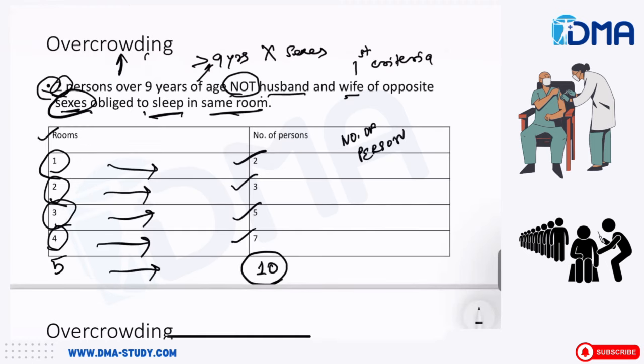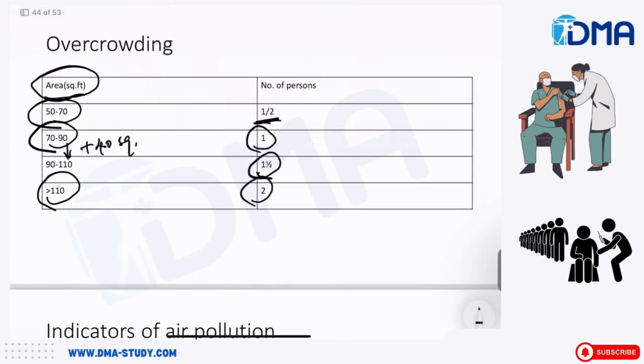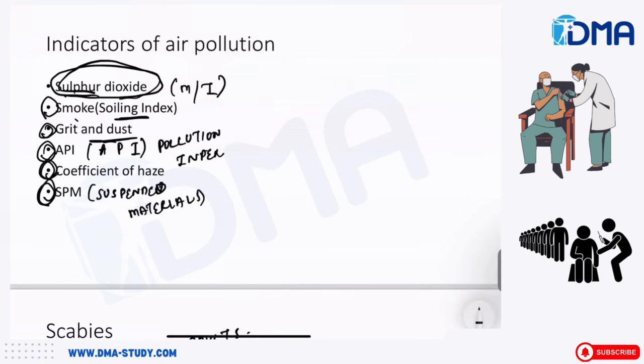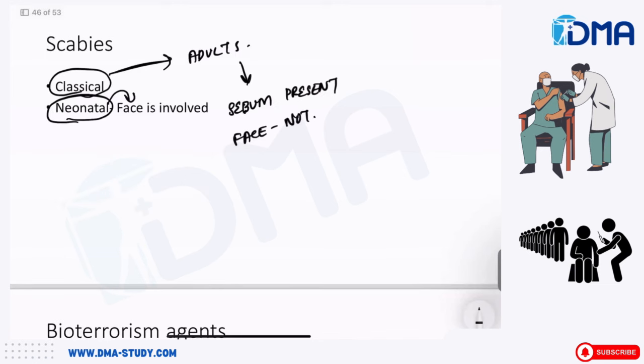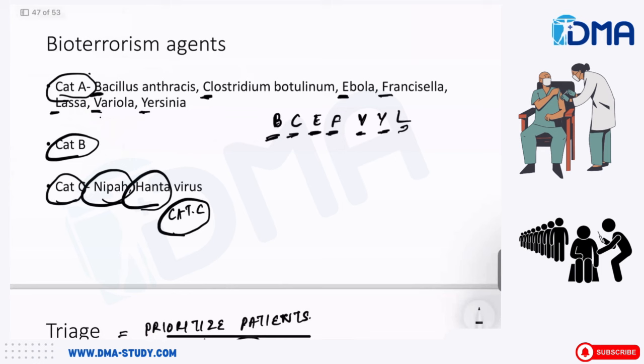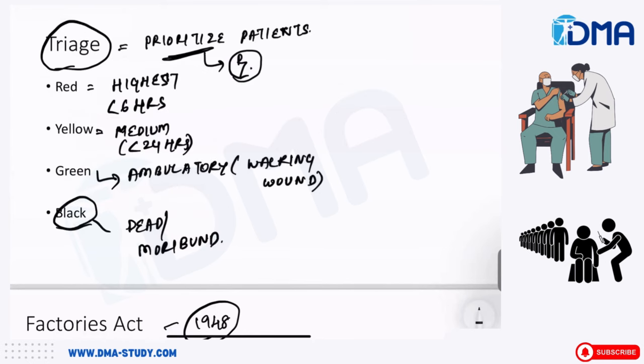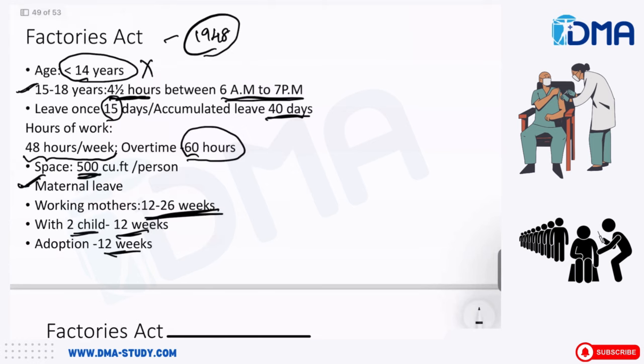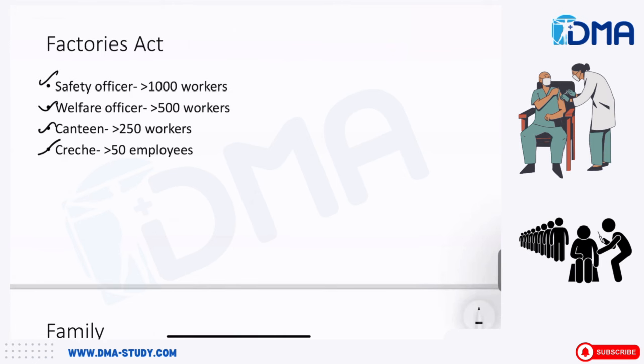Overcrowding, you have to know the person criteria. It is more than 9 years. In square feet, it is 70 to 90 for one person, and you have to add 40 for every second person. What is the most important indicator for air pollution? It is sulfur dioxide. The difference between neonatal scabies and classical scabies is that the face is involved in neonatal. Very important bioterrorism agents, where you have category A and category C, which you will remember. Triage for prioritizing patients: red, yellow, green, and black. Red is highest, then medium, then ambulatory. Factories Act, not less than 14 years. Maternity leave is around 26 weeks. We have safety officer, welfare officer, canteen, and creche.